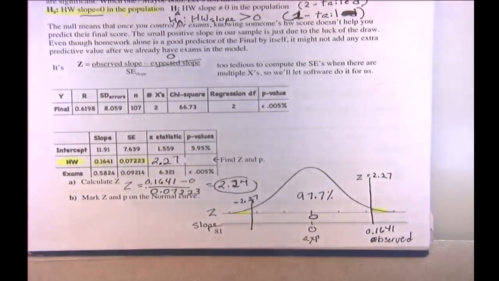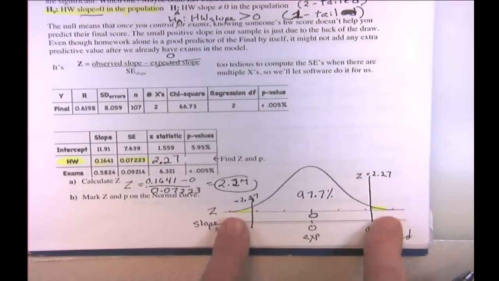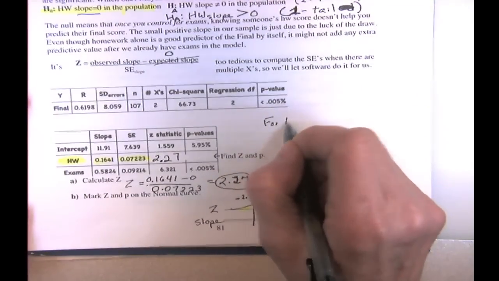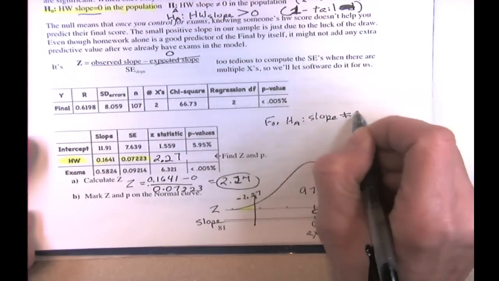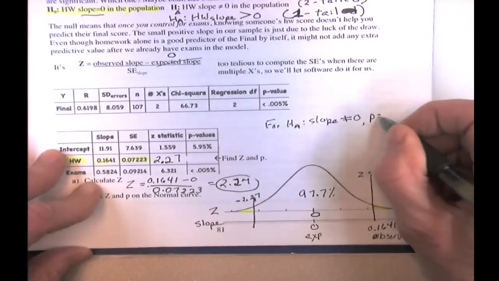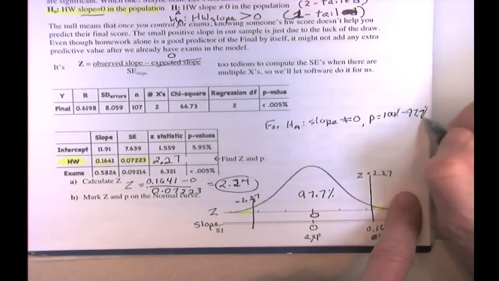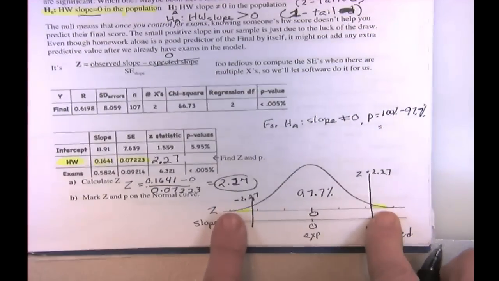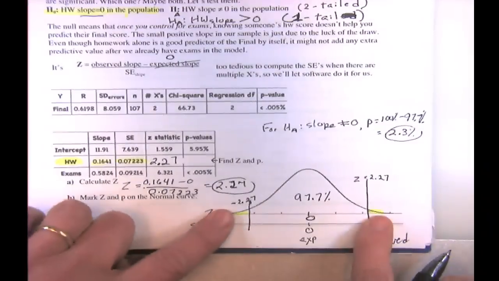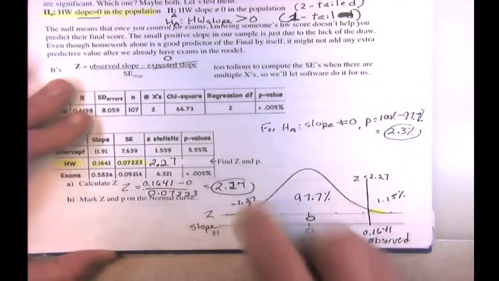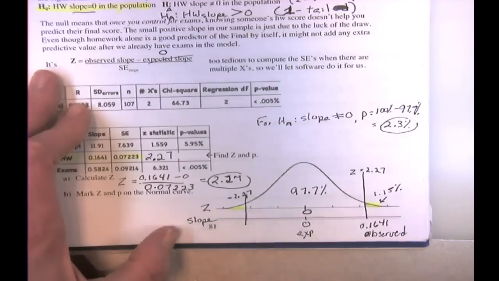All right. So now, depending on the question, z and p, for the one-tailed test and for the two-tailed test. We can do the two-tailed first. So if we had for H alternative that the homework slope is not equal to 0, then what would we have? P would just be equal to 100% of the curve minus 97.7. So that's equal to 2.3%. That would be both tails together, which means each one has to be half of that. So this is, right there, 1.15%, and right there is also 1.15%.